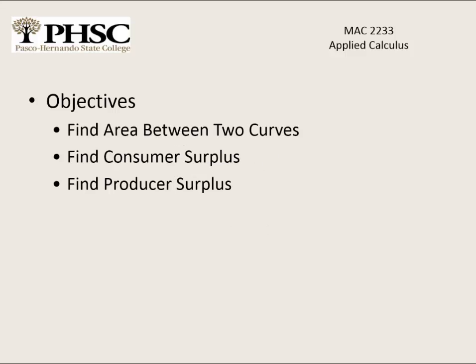So the objective for section 7.5, which is the last section in the course, is we're going to find the area between two curves. So we're going to understand how we can use integrals to find the area between two curves. Then we're going to go ahead and find the consumer surplus and also find the producer surplus.